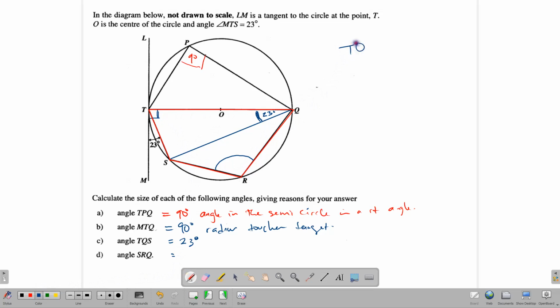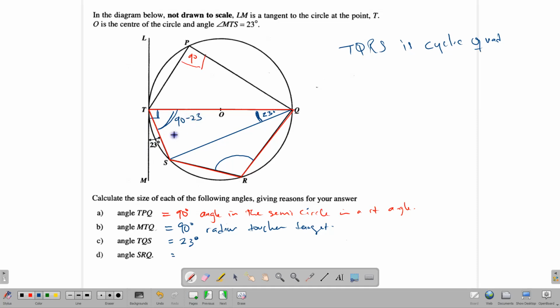TQRS is cyclic. It's a cyclic quad, and because it's a cyclic quad, we can find this answer here. QTM, walk with me. QTM is 90 degrees. And because that is 90 degrees, we can find this angle here. Now, this whole angle is 90 degrees, all of this. So this part of the angle is going to be 90 minus 23.